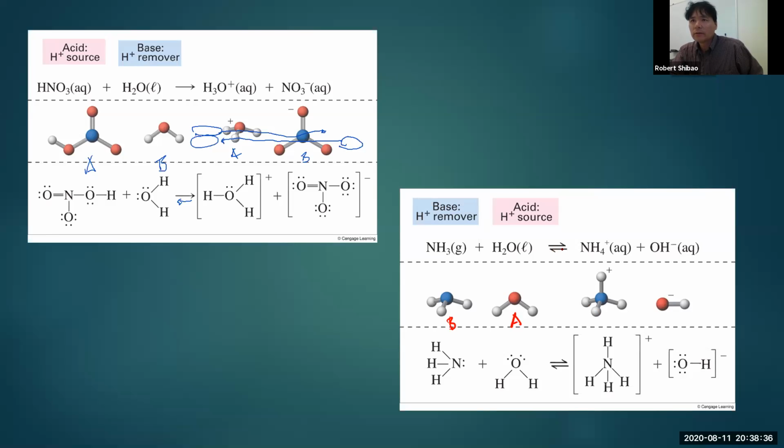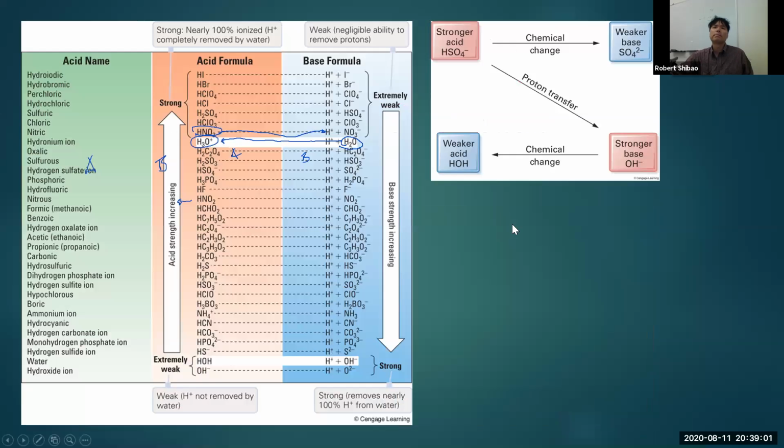So we compare it going reverse. If we go reverse, ammonium loses a proton, so this is the acid going reverse, and this is the base. Let's take a look at the driving force here. Back there, it was stronger acid, stronger base to weaker acid, weaker base. Down here, let's compare the acids, ammonium versus water. Which one's stronger? For acids, we have water, which is here, and ammonium, which is here. So we're going from ammonium to water, from stronger acid to weaker acid.